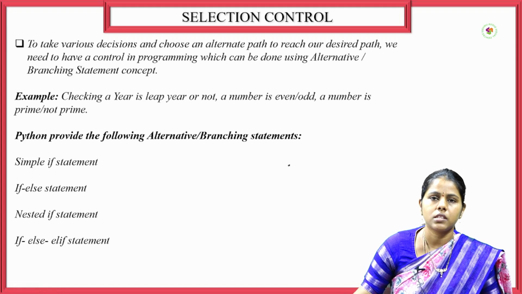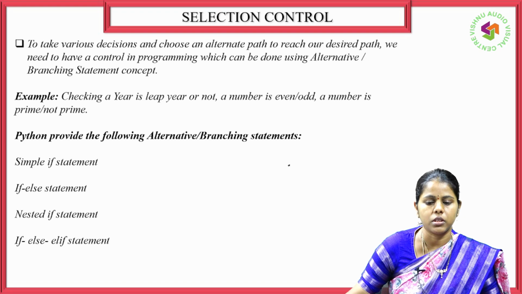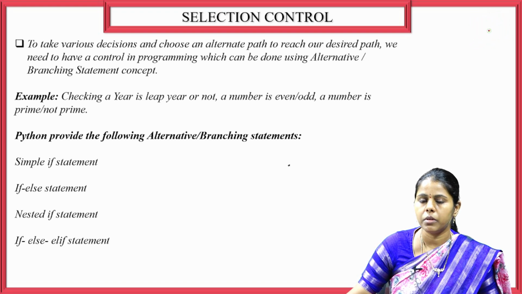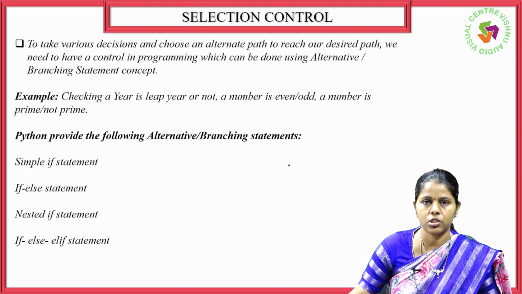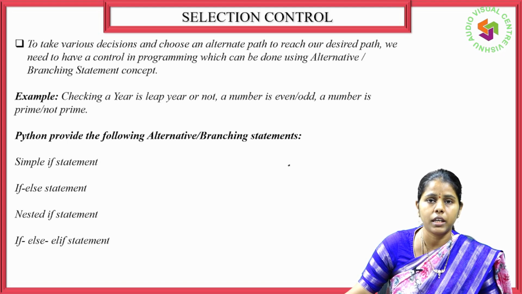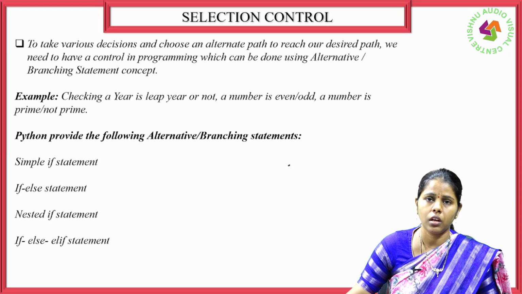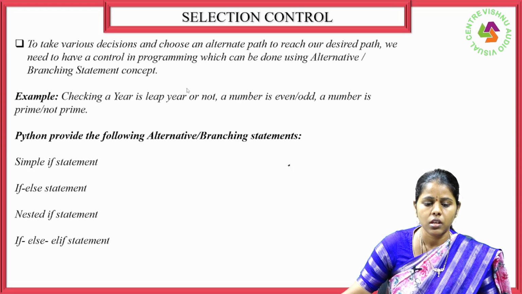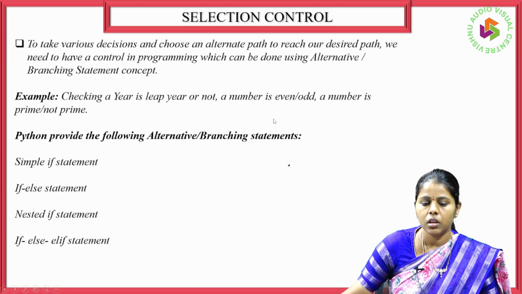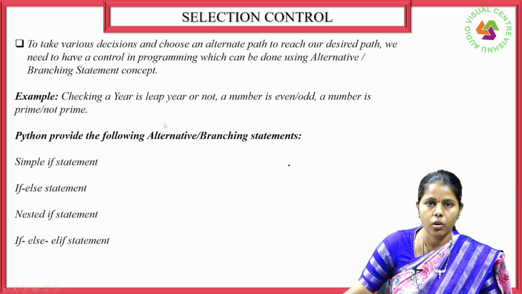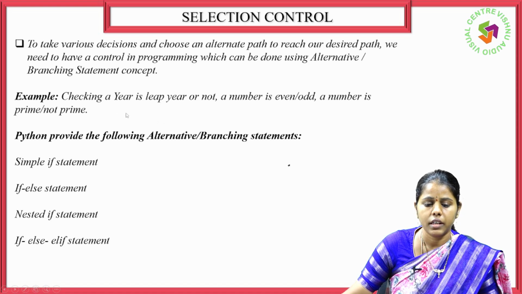So now let's discuss about selection control statements. In selection control statements we are having decisions. Based on a decision we are executing some set of instructions. Here we can check for multiple decisions or we can check a single decision. For example, whether a given year is a leap year or not, a number is even or odd, a number is a prime number or not. So we can decide based upon the selection control statements.